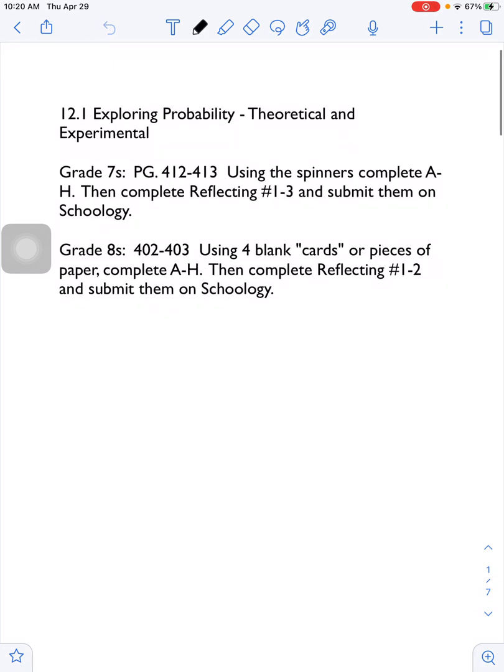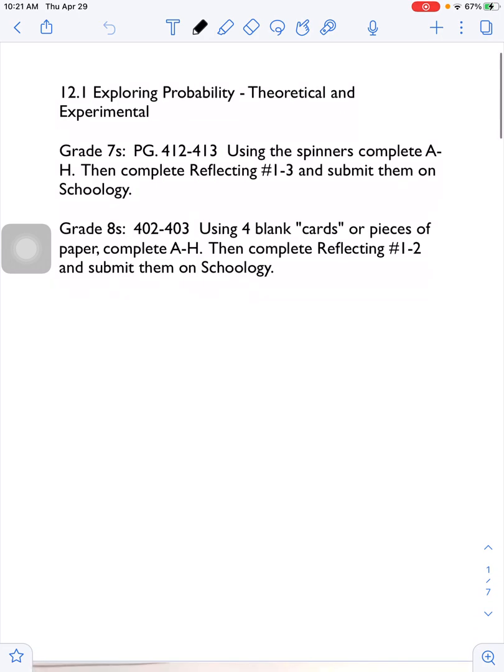All right, so it says you're going to use 4 blank cards. They don't have to be blank cards. If you have some cards at home, anything will work. Any piece of paper, you just want to make sure they're the same size and shape so that the person making the choices of cards is doing it randomly and there's no pattern to it. But if you find a deck of cards, any of those cards would work well.